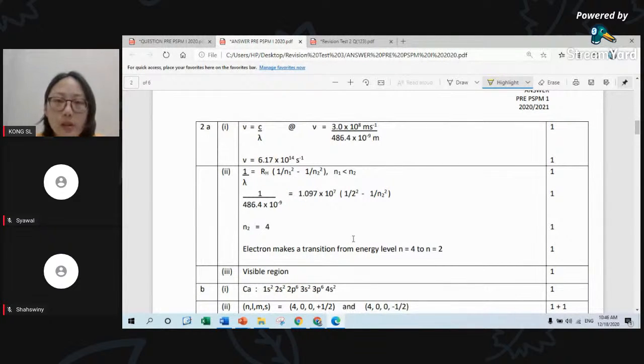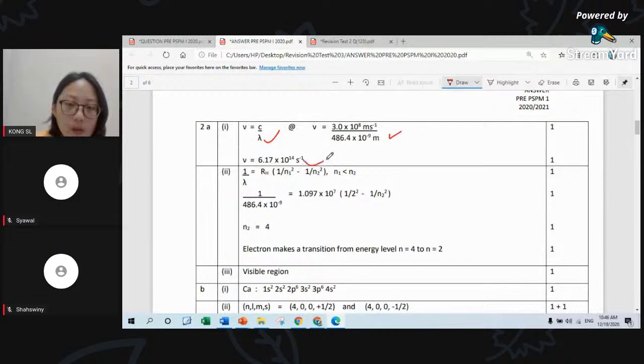But most important thing, you must know how to apply the formula for the calculation part. That's why, first, formula. Substitution. Final answer with unit. Always remember, for your unit must in meter, for the lambda must in meter. If the question given is in nanometer, you must convert to meter. So question given is what form? Nanometer.